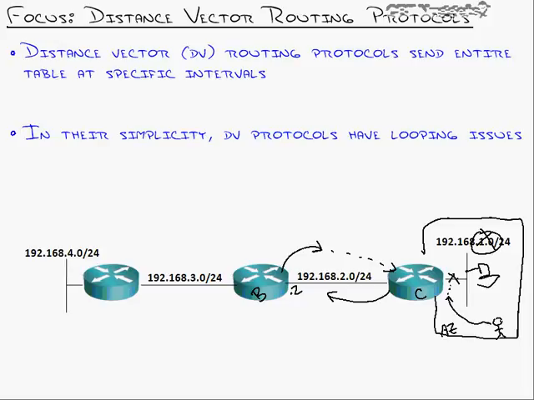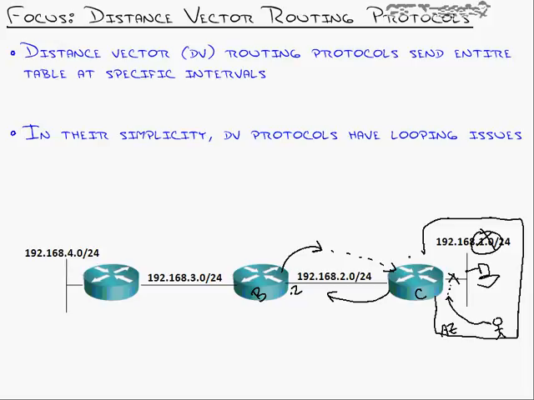Now you and I are looking at this diagram going, why are you doing that, router C? What are you thinking? Don't do that. Router B was using you to get to the 192.168.1 network. Why would you try and use router B? But unfortunately, distance vector routing protocols aren't that smart.